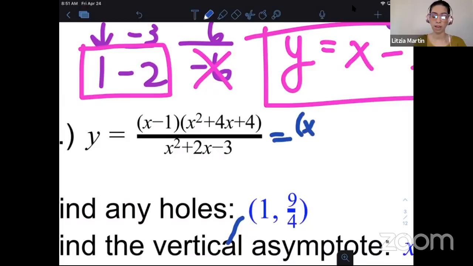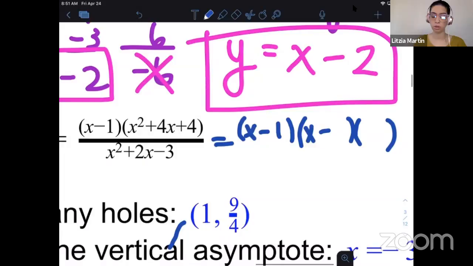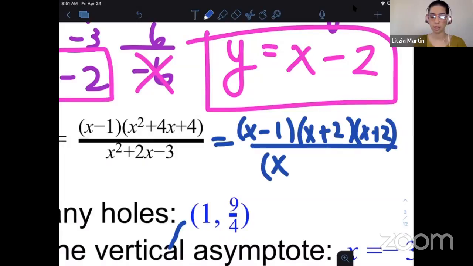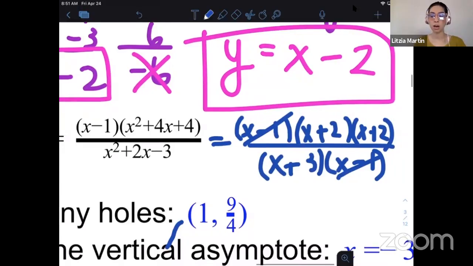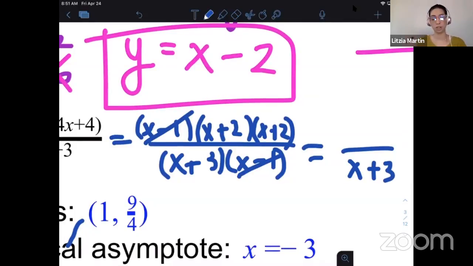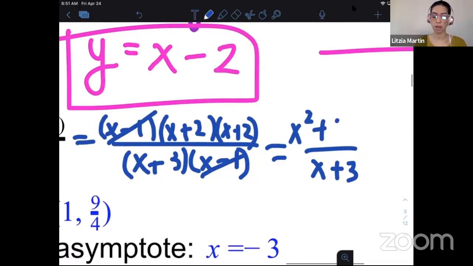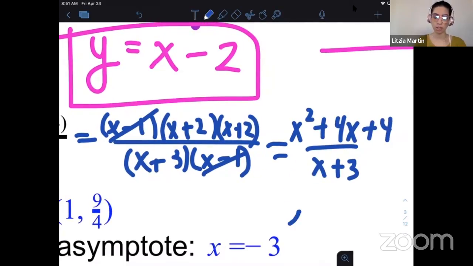So to simplify it, I need to factor. This will become x plus 2, x plus 2. And in the denominator, we have x plus 3 and x minus 1. So x minus 1 cancels out. And that leaves us with the x plus 3 in the denominator, which was my hope, so that we can actually do synthetic division here. So this is going to be x squared plus 4x plus 4. And we can go ahead and do synthetic division now.